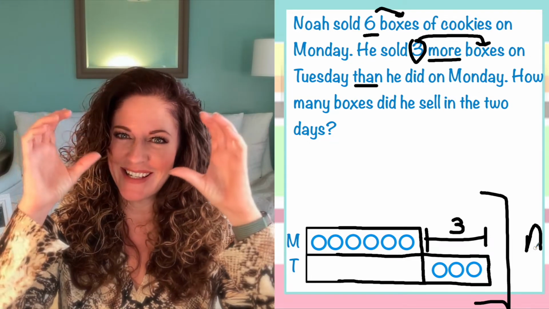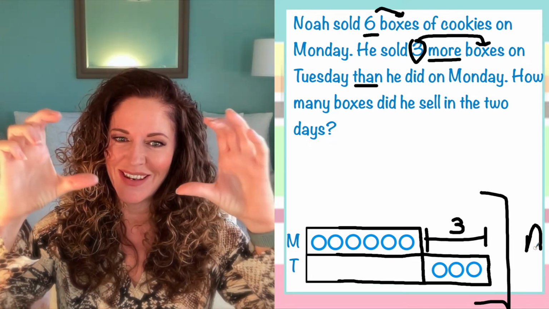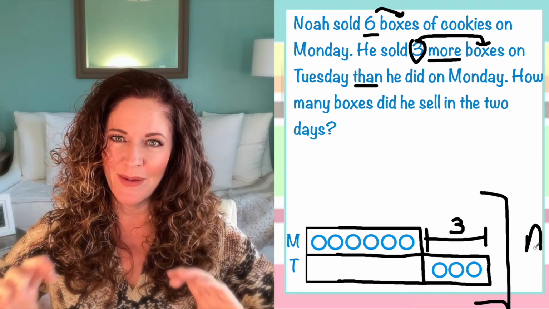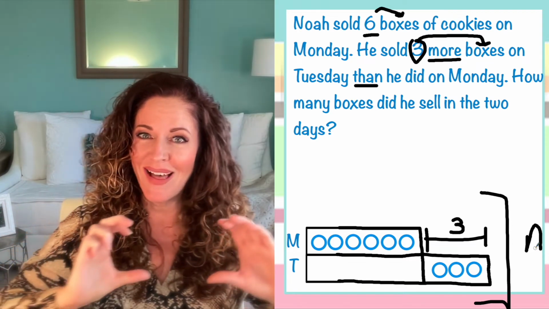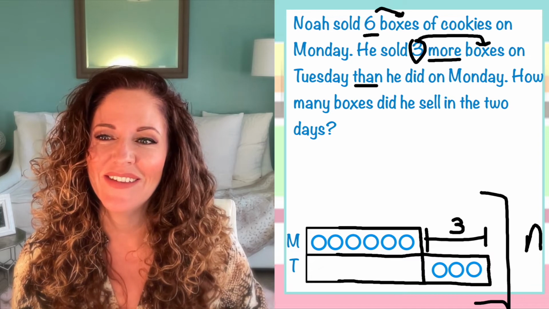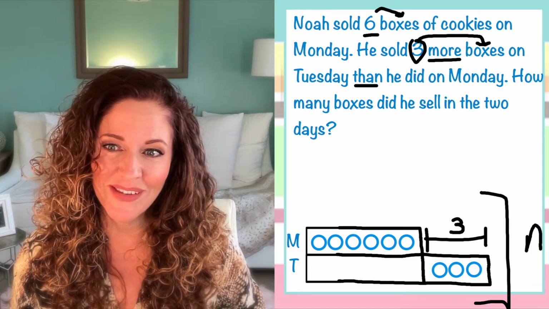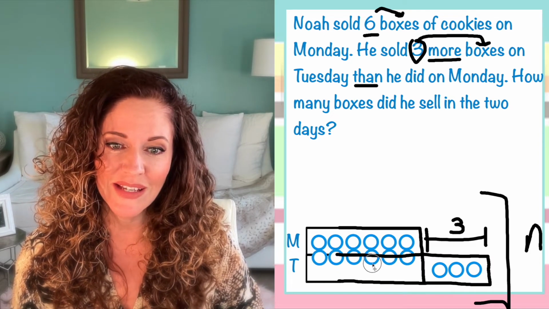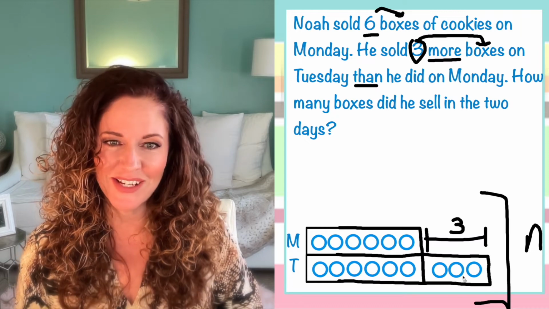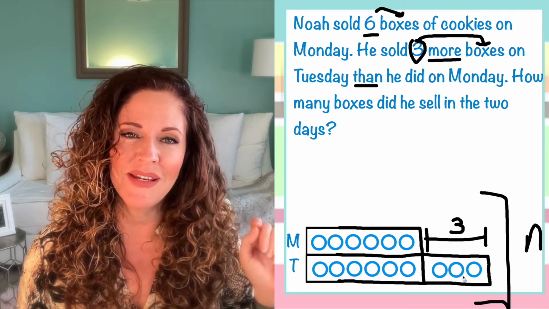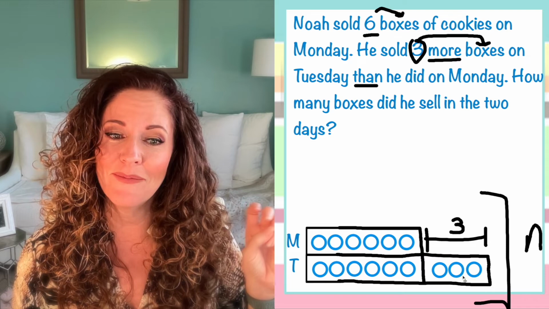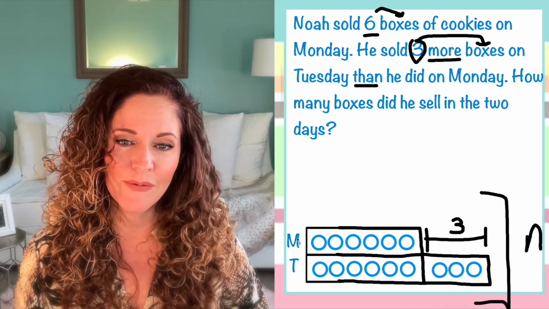If he sold 6 on Monday, then he also sold that same number on Tuesday plus an extra 3. So that same number on Tuesday means he also sold 6 on Tuesday plus an extra 3. So how many did he sell altogether? We have to combine that. So we can combine it one way or another.